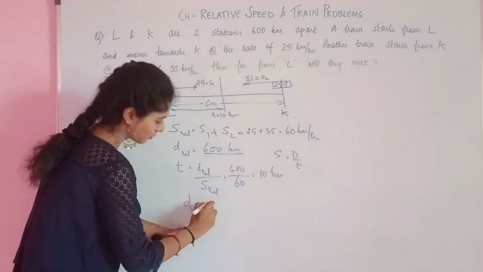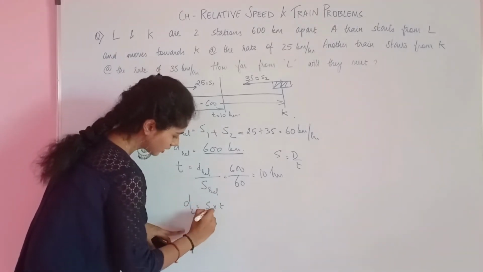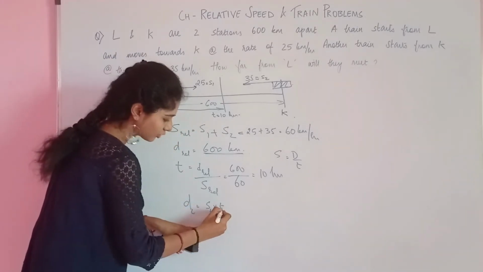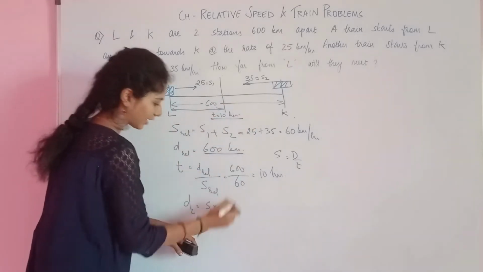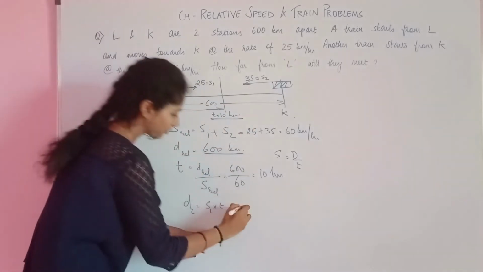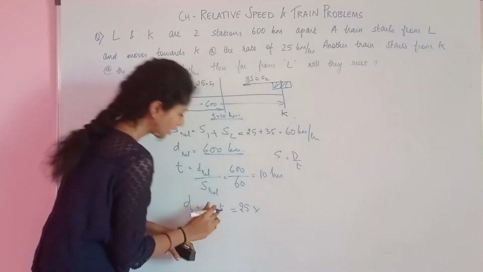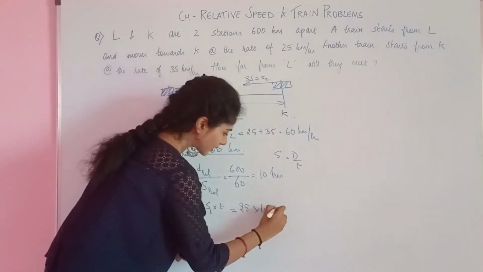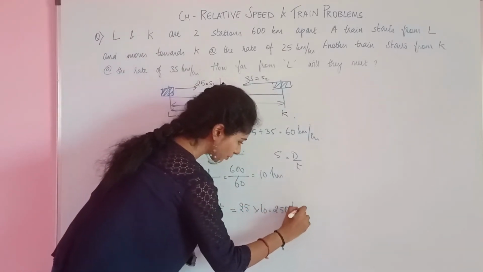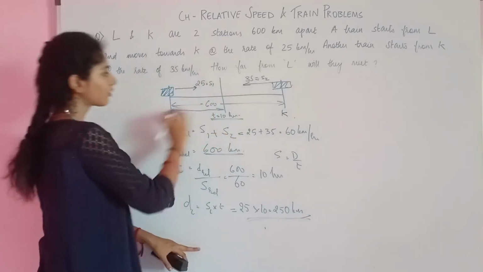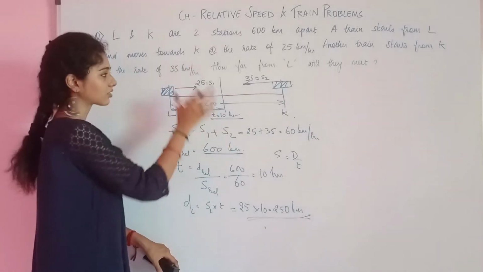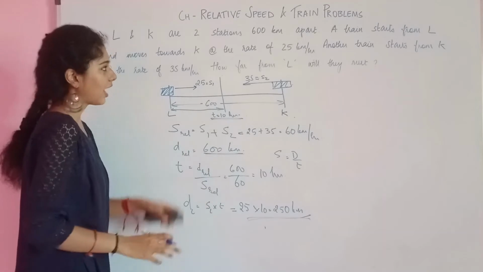So distance equal to what? Speed into time. Speed of the Lonavala train into the time it takes to meet. Alright. So speed of the Lonavala train is 25, and the time taken is 10. So at a distance of 250 kilometers from Lonavala, both of these trains are going to meet each other. Alright. I hope it makes sense.